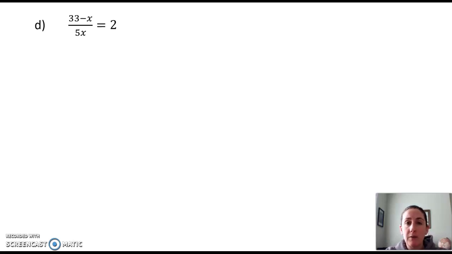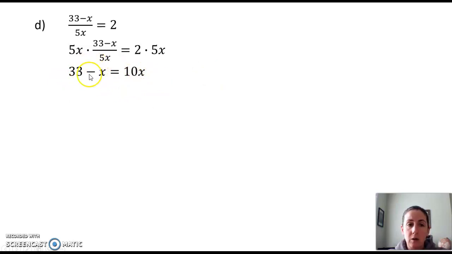If you ever want to get rid of a fraction, you can multiply everything by that denominator. So if I multiply both sides completely by that 5x, these 5x's will cancel, and I'm left with 33 minus x equals 2 times 5x, or 10x. So now you can subtract 33 and then subtract 10x if you want to, or I can just take this singular x here, add it to the other side, and I get 33 equals 11x. Divide both sides by 11, and I get 3 equals x, which is the same thing as x equals 3 by the symmetric property.